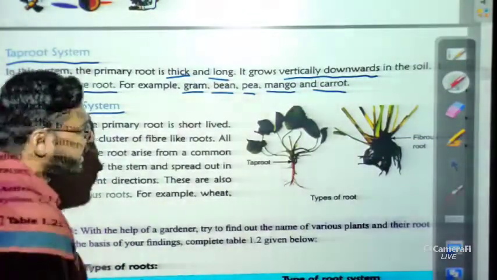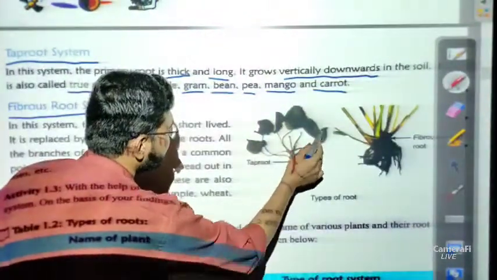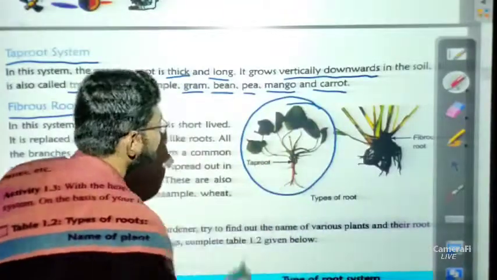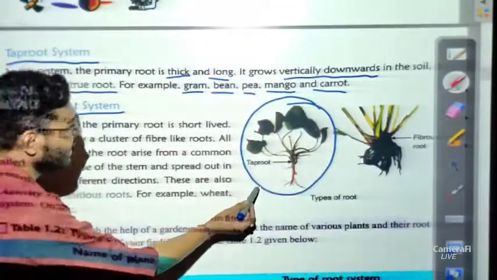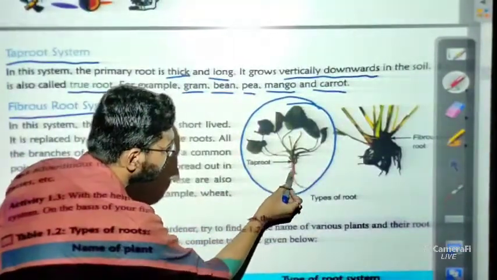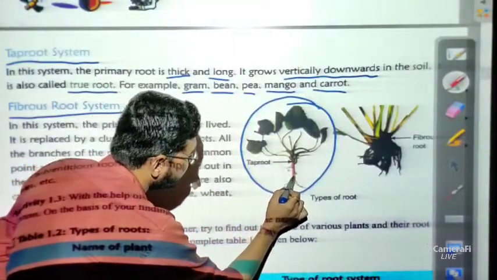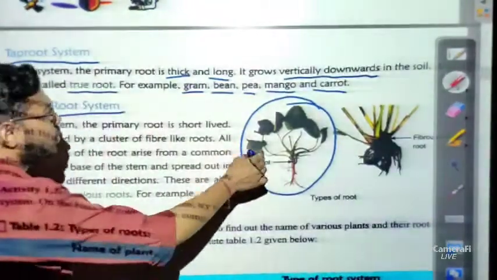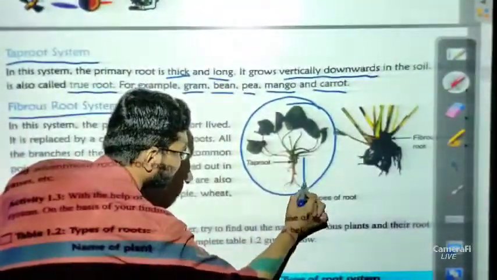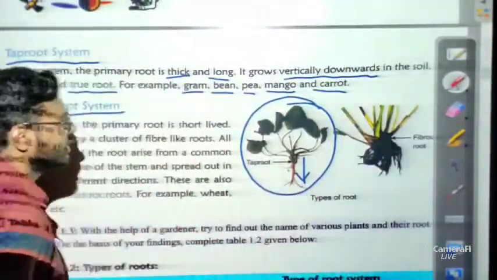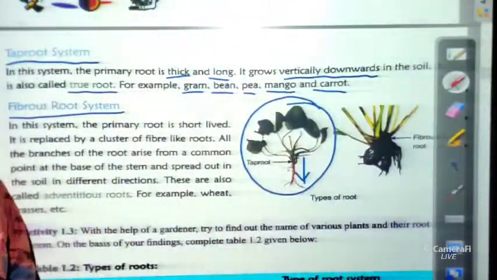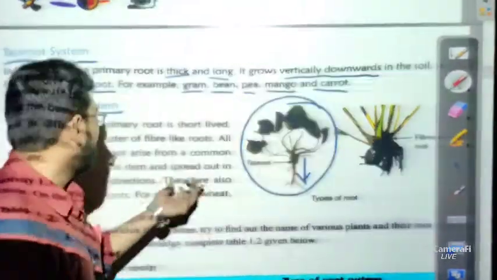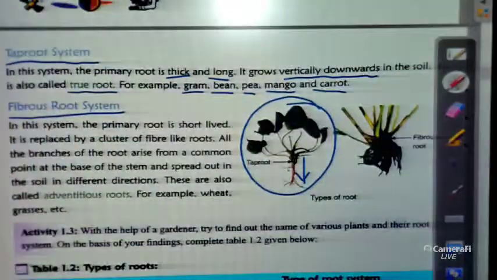Now see, the picture of tap root system is given. Just tally these characteristics with the picture. Tap root, just have a look, thick and long. You can see that much long is there. It is thick, and it goes vertically downward. You can see it goes vertically downward, I have given an arrow. So this is all about tap root system.